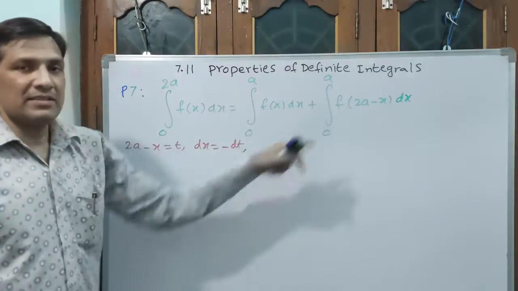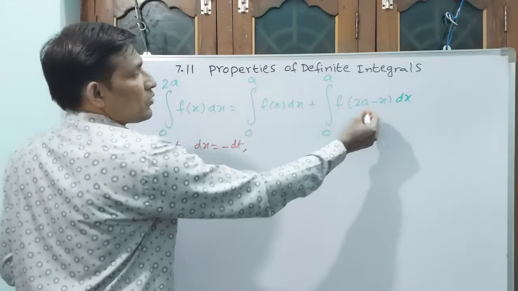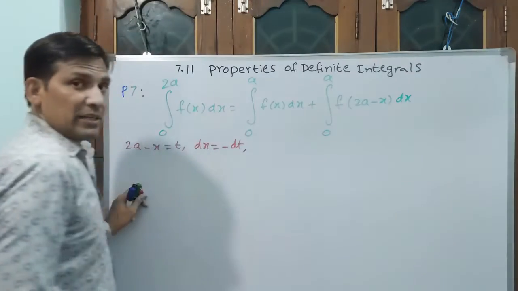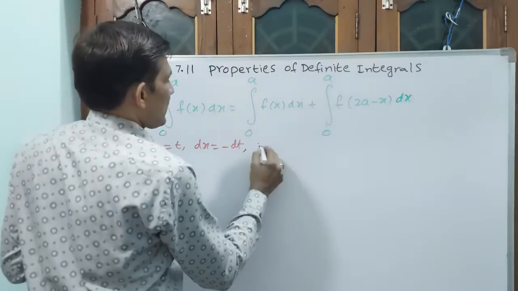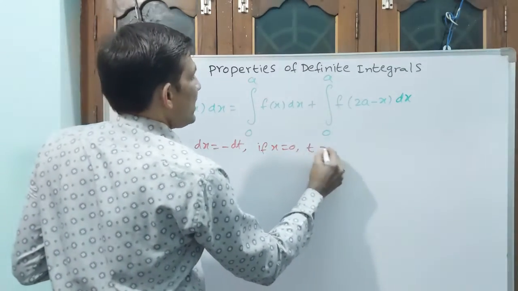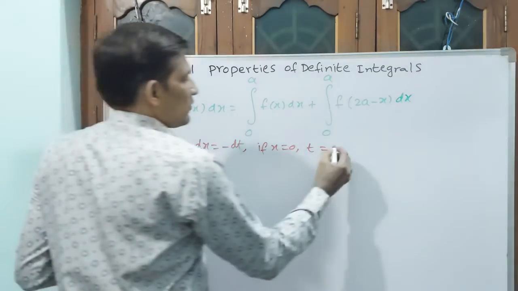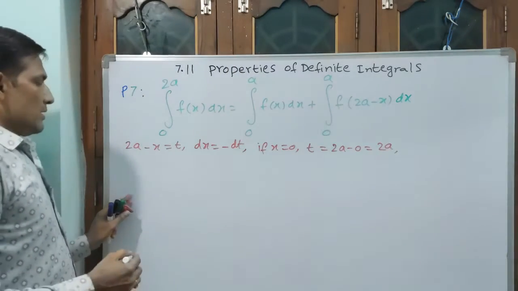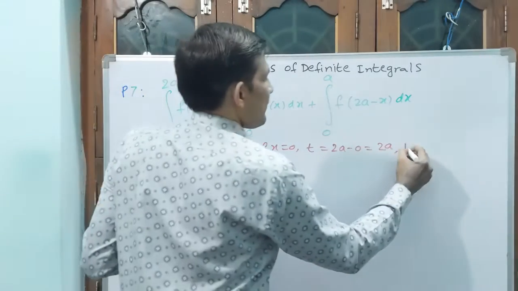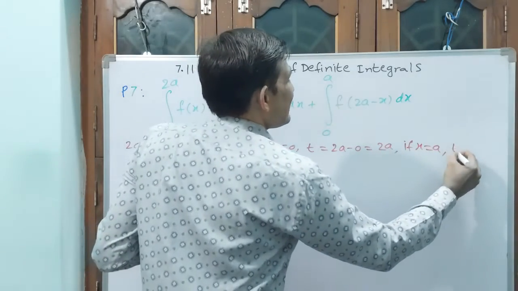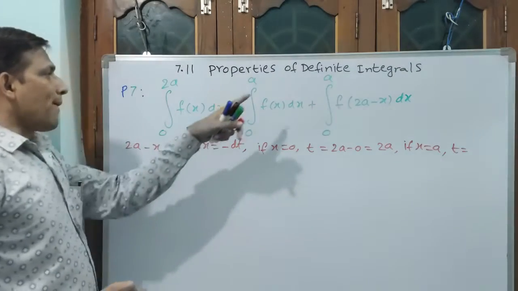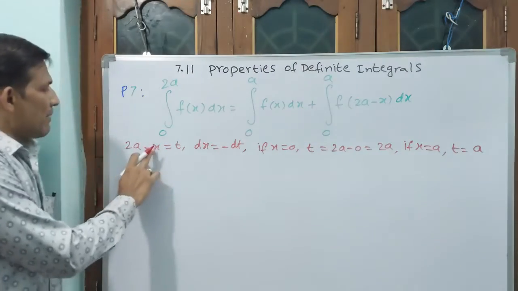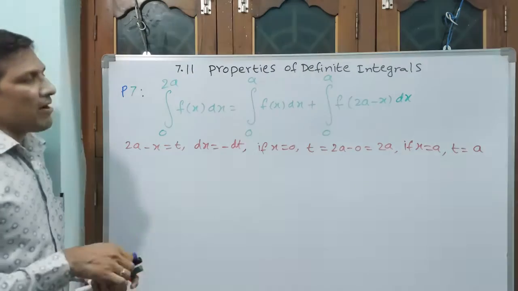But what about the limits for this? See, even though you are writing 2a minus x, these limits belong to x only. Why? Because you are differentiating with x. That means those limits belong to x. If x is equal to 0, t is equal to 2a minus 0, that is equal to 2a. Then if x is equal to a, t is equal to 2a minus a, that is equal to a. Okay? I have jumped one step directly.